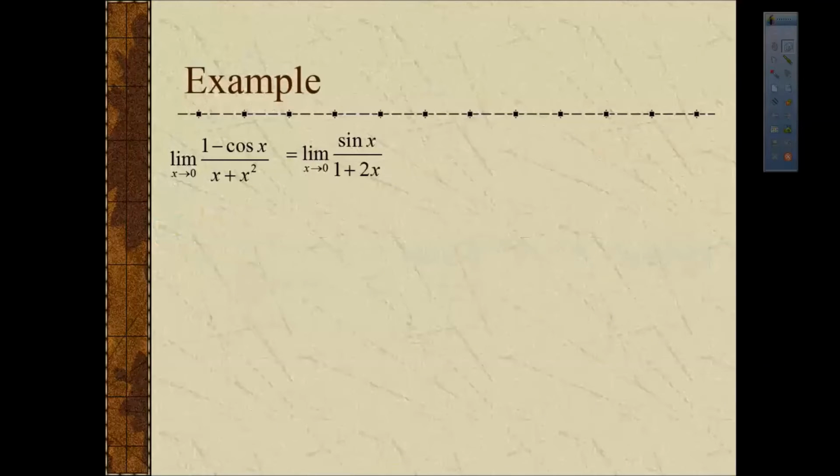However, if we take the derivative, we wind up with limit as x approaches 0 of sine of x, that's derivative of the numerator, over 1 plus 2x, that's derivative of the denominator, and now we can try direct substitution again. As x approaches 0, sine of x goes towards 0, and 1 plus 2x goes towards 1. This winds up being 0 over 1. This limit is actually 0.